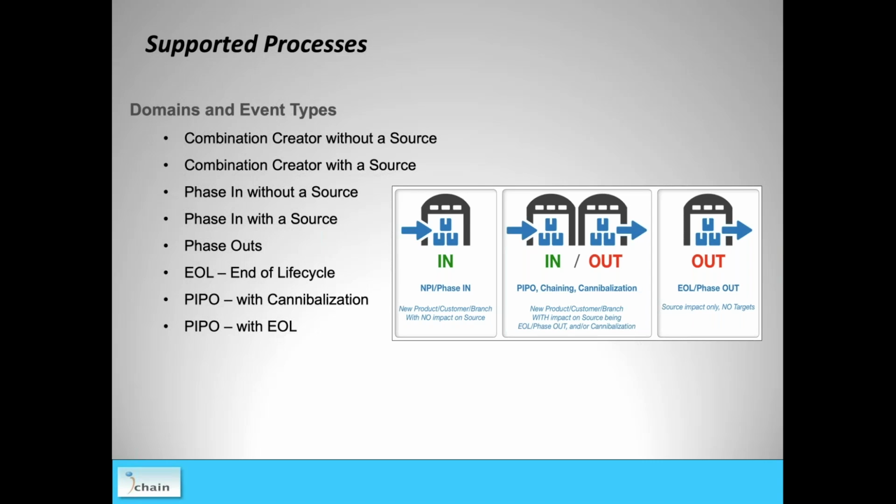Combination creator with source. This event type creates a combination by copying history and or forecast values from a source combination or from multiple sources. This type essentially copies old to a new, a classic chain with a combination where you can combine multiple into one group.